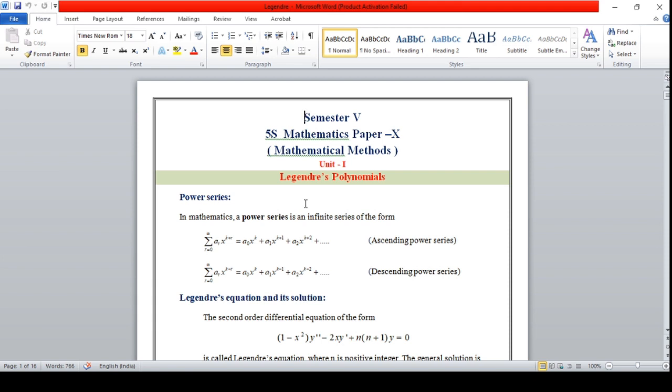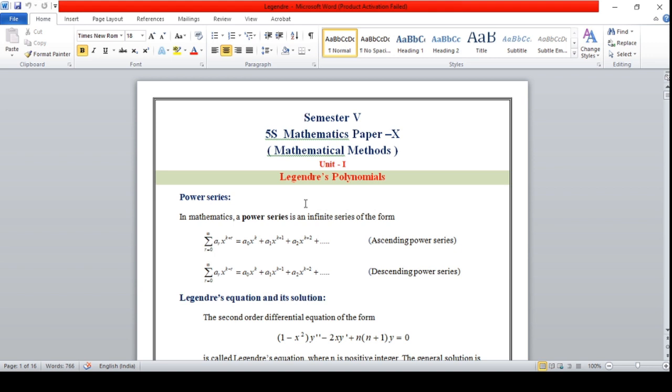Given below: the sum over r equal to 0 to infinity of a_r x raised to the power k plus r, is equal to a0 x^k plus a1 x^(k+1) plus a2 x^(k+2) and so on. This is the ascending power series. And the descending power series: the sum over r equal to 0 to infinity of a_r x raised to the power k minus r, is equal to a0 x^k plus a1 x^(k-1) plus a2 x^(k-2) plus and so on. This is the descending power series.